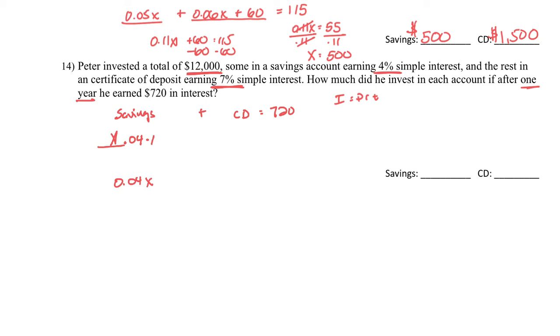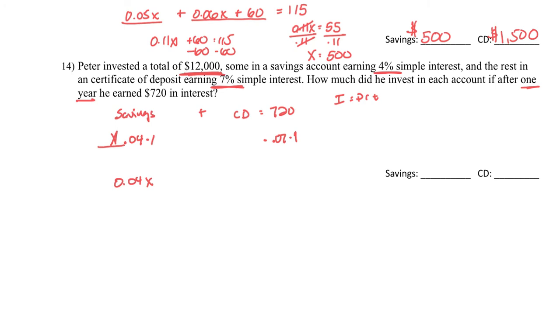For the CD, again, we know that it's for 1 year. We know that the interest rate is 0.07. What we don't know is the principal balance. We don't want to use a different variable, because then that gives us too many variables, and you can't do anything with it. What we should notice here is that Peter invested a total of $12,000.